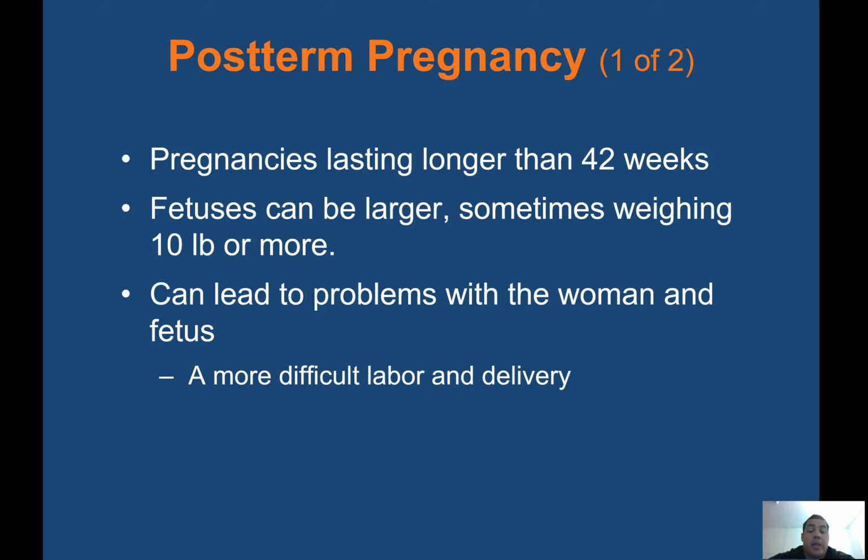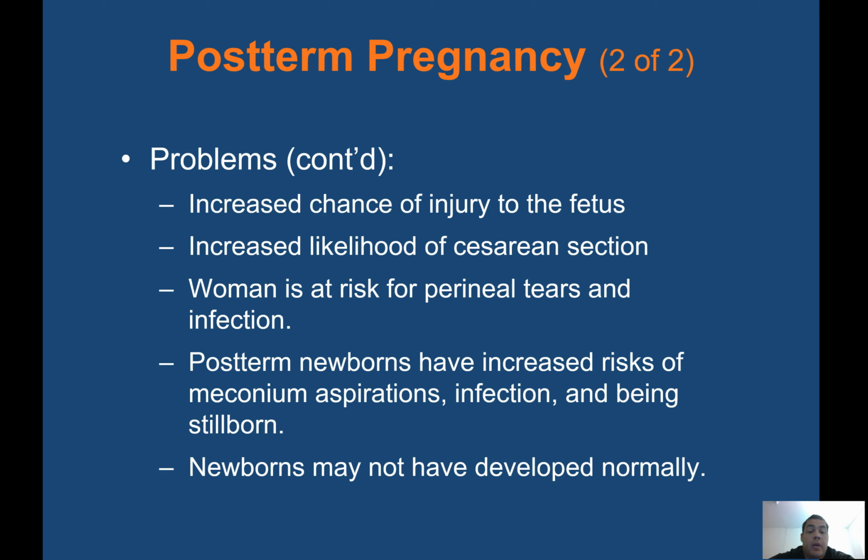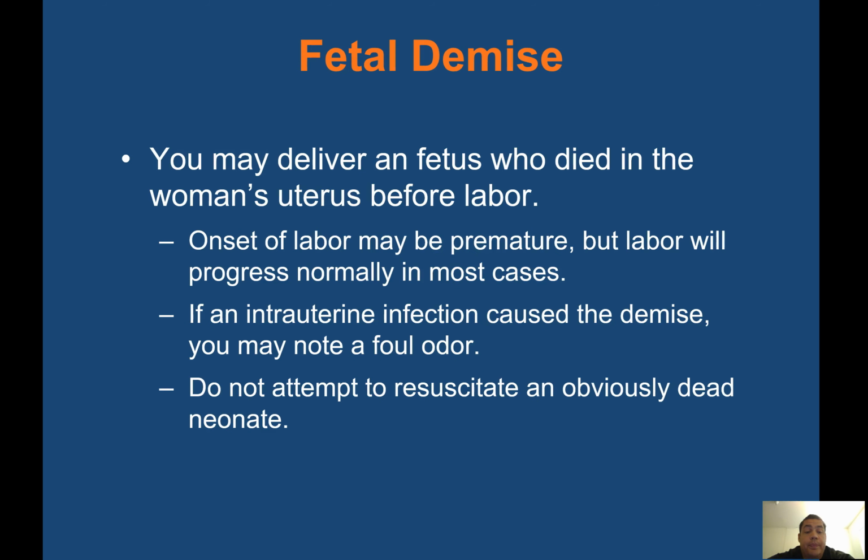Postterm pregnancy: pregnancies lasting longer than 42 weeks. Fetuses can be larger, sometimes weighing 10 pounds or more. This can lead to problems with the woman and fetus, and a more difficult labor and delivery. So, increased chance of injury to the fetus, increased likelihood of cesarean section. The woman is at high risk for perineal tears and infection. Post-term newborns have increased risk of meconium aspiration, infection, and being stillborn. Newborns may not have developed normally.